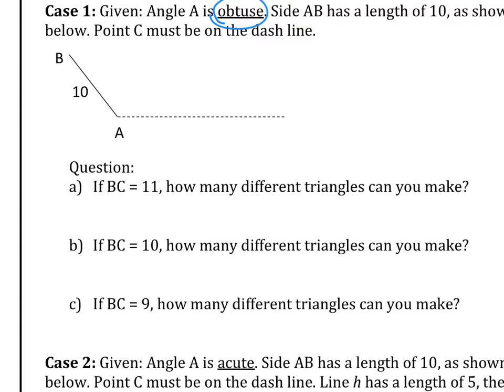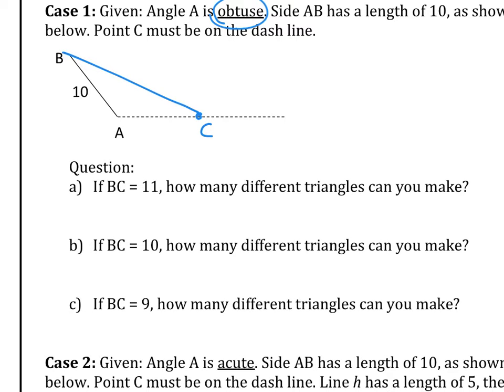Okay, you and your partner have to answer the following questions. If BC is 11, how many triangles can you make? If BC is 10, how many different triangles can you make? And then if BC is 9, how many different triangles can you make? So talk to your partner. C has to be on the dashed line. Okay, so C has to be somewhere here. So C has different lengths. BC is 11, 10, or 9. How many triangles can you make if you change those lengths?